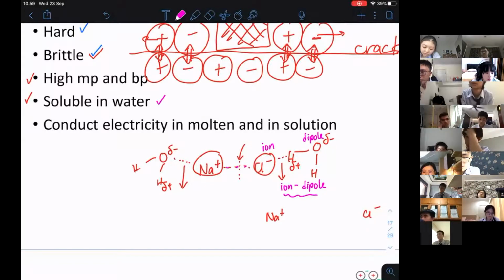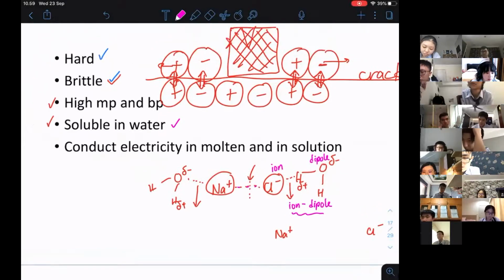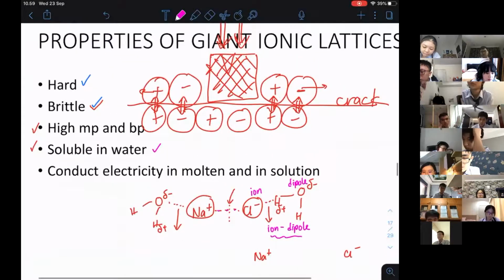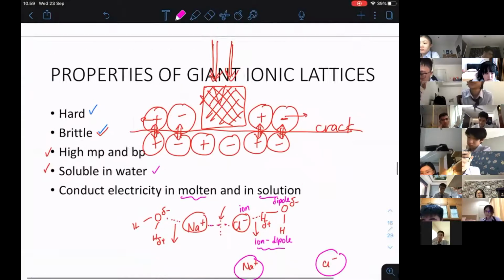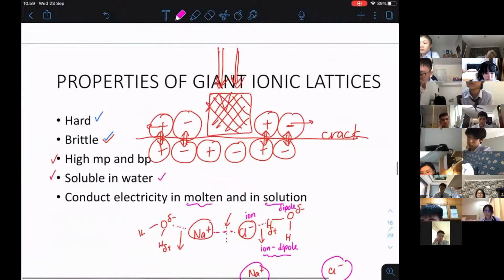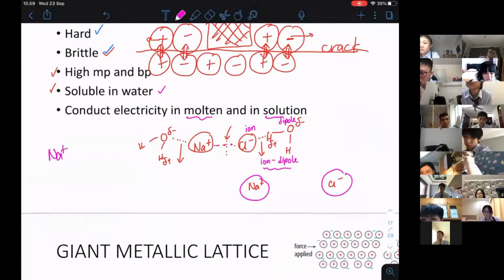We also have a situation where these giant ionic lattices can conduct electricity in both molten and solution. For solution, I think you should know already, the moment they form the ion dipole bonding, they will have free moving ions, and free moving ions can conduct electricity. When it comes to molten, it is the same. When you have molten condition, they are not going to be arranged in this lattice anymore. So we also have sodium ion and Cl minus ion as well.